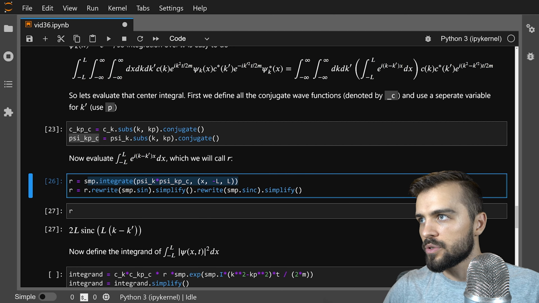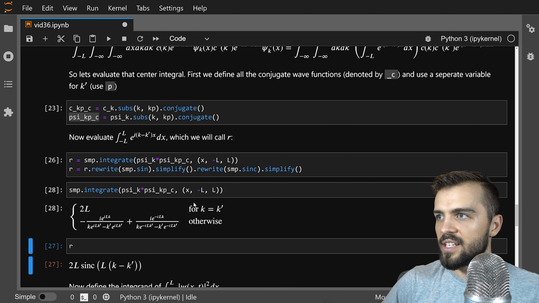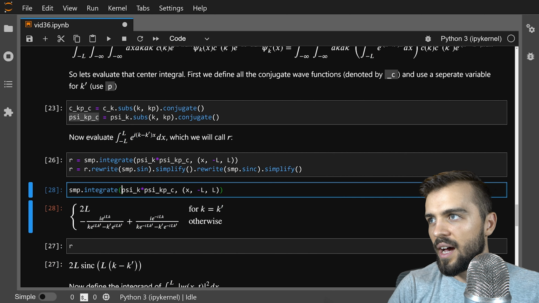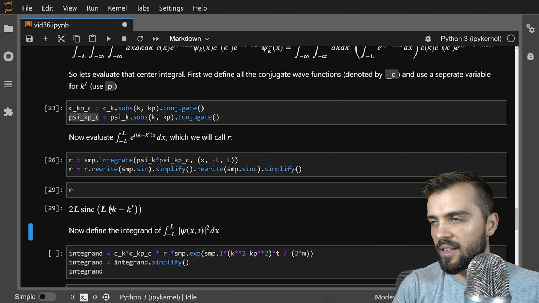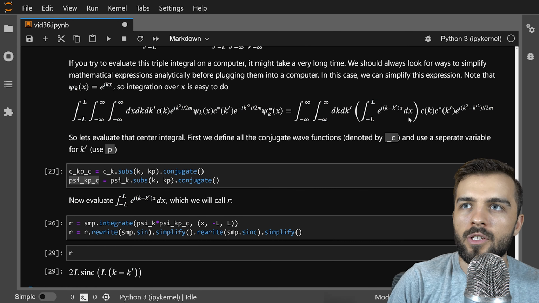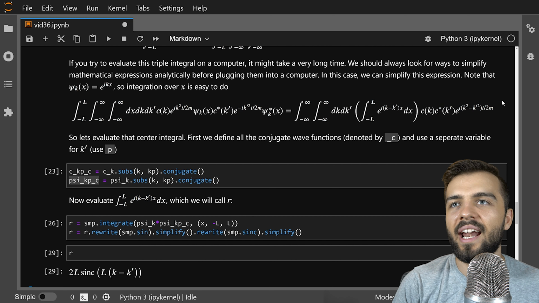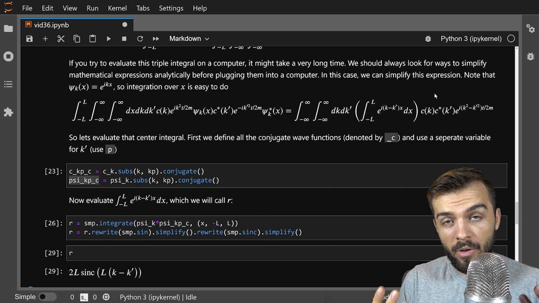If I don't do that, you'll note it gives the result in this sort of interesting format. So by rewriting it in terms of sine and sinc and doing some simplification, I get the really nice format which I have here, 2L sinc L k minus k prime. So now I know what this is, I know what ck and c, the complex conjugate with k prime is, I know what this is, and I can rewrite the integrand of this double integral as a numerical function.